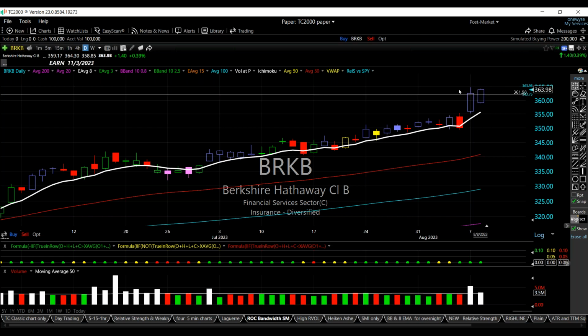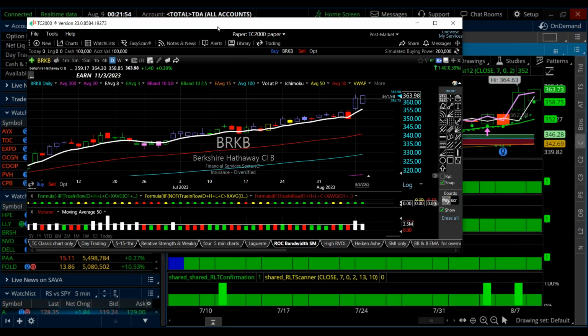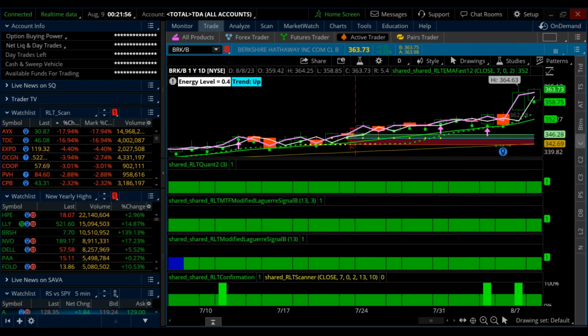This is a beautiful long setup for Berkshire Hathaway, and it's got 11/3 as earnings, so you don't have anything to worry about there. This is a nice setup for a long. Berkshire Hathaway, definitely a high probability trade setup. IBM, definitely a high probability trade setup. Those are like two of the best that I've seen so far for the ones we've been looking at tonight.